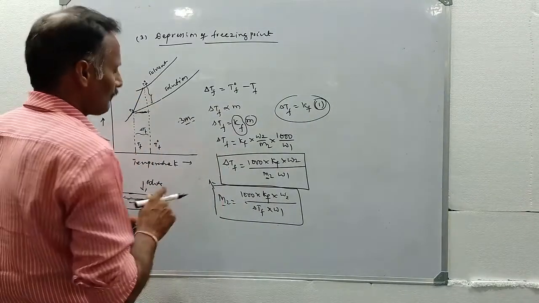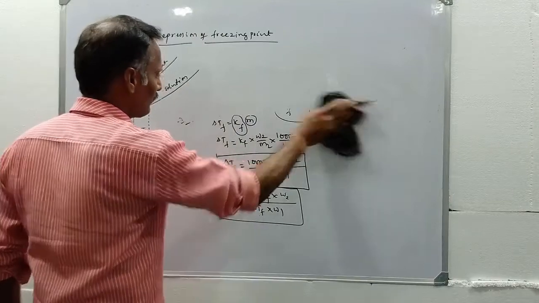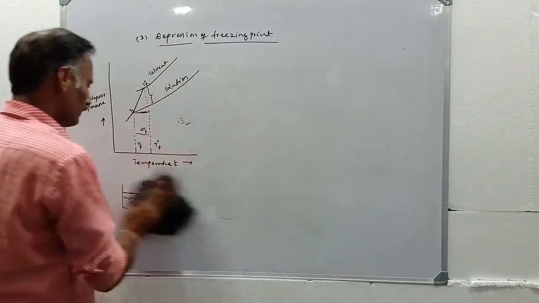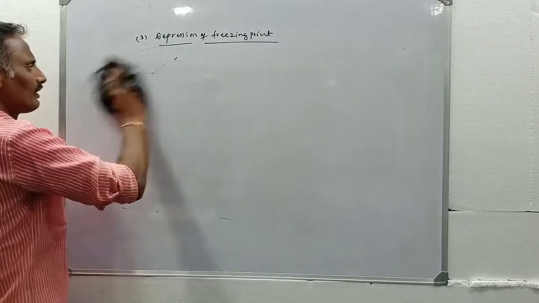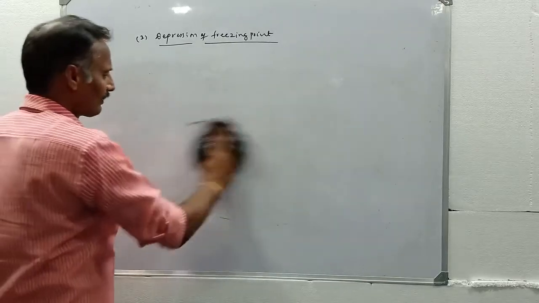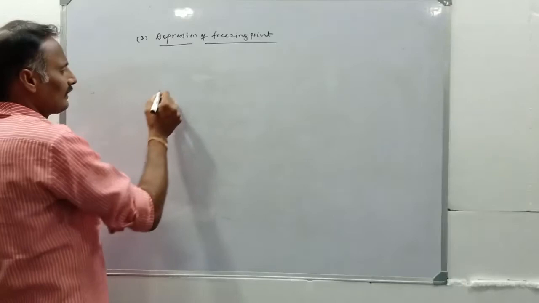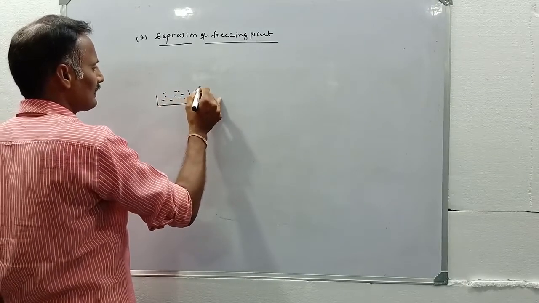Depression of freezing point is nothing but a decrease in the freezing point of a solution, and the solution has a lower freezing point when compared to the pure solvent. For example, if you take water, what is the freezing point of water? The freezing point of pure water is 0 degrees Celsius.